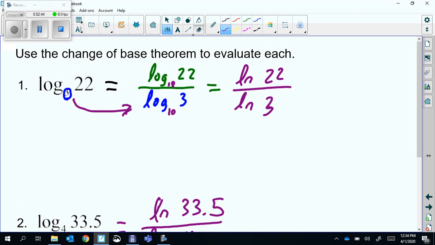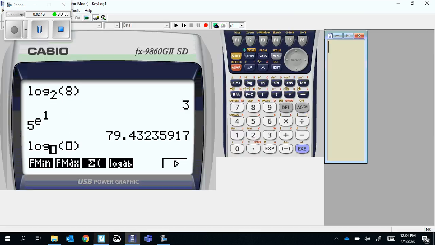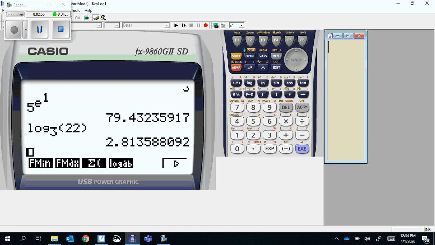We did log base 3 of 22. So we do base 3 of 22. So from our calculator, we see that that's 2.8, which, remember, that means that 3 to the power 2.8 equals 22. Which should make sense because we know 3 squared is 9, 3 to the third is 27, 22 is right in the middle of there, closer to 27, so it makes sense it's closer to 3 as the exponent.